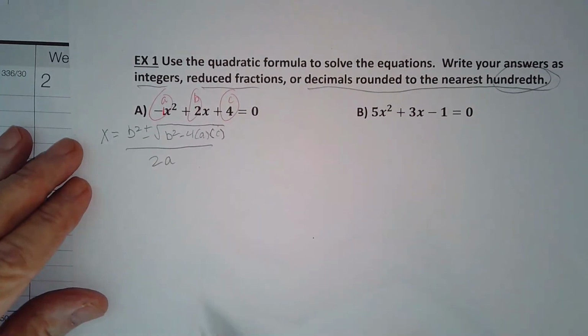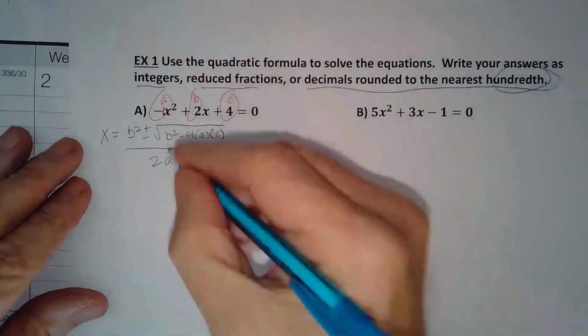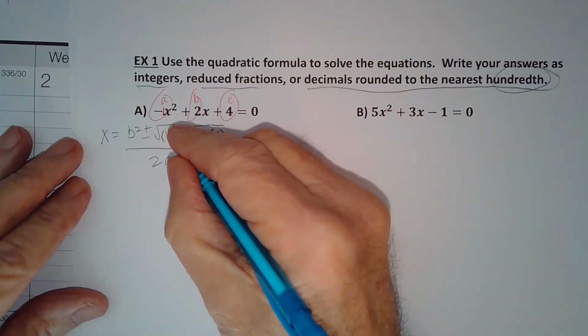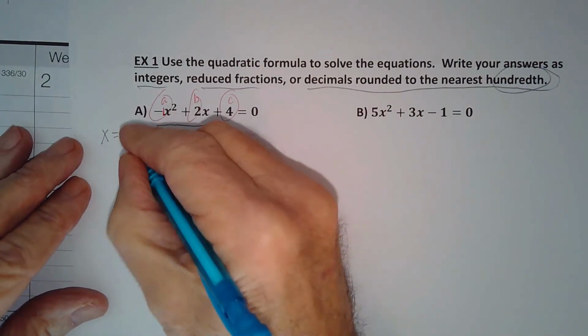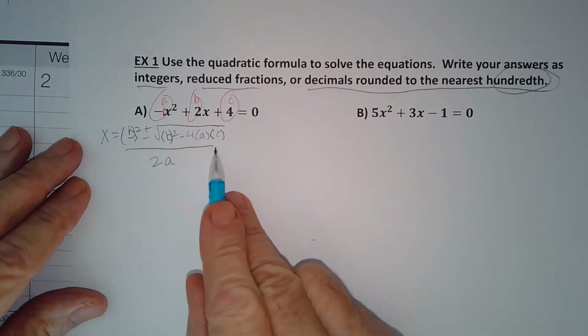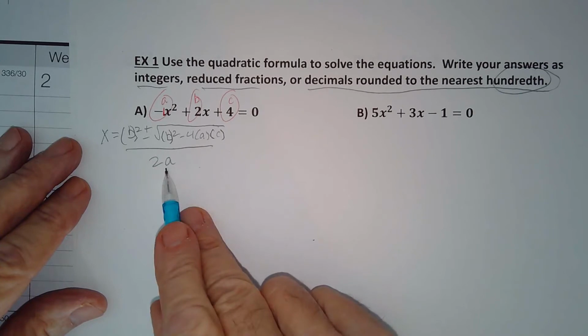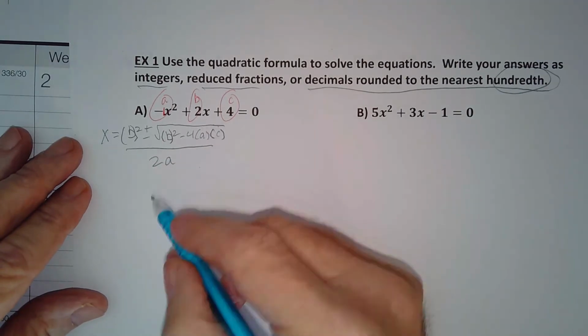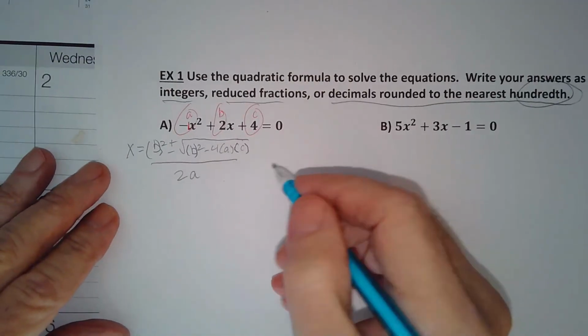When you do these, it's best to put all the letters in parentheses. So parentheses, parentheses, parentheses, parentheses. Don't do it in your formula itself. Do it when you actually take the numbers and put them in. So let me explain that as we go.